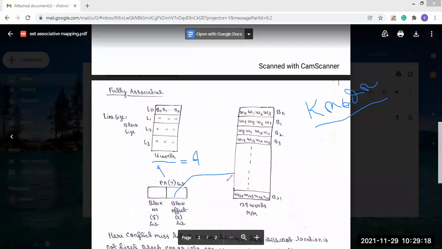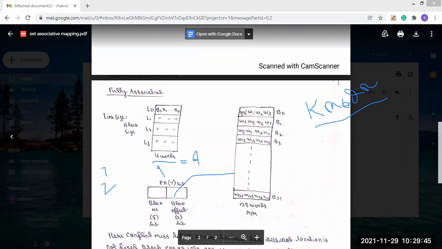So 128 words. That means to represent 128 words, 2 to the power 7, so 7 bits will be required to represent 128 words, and it will be divided into 2 parts. One is block number and another one is the block offset. Block offset means how many words can be present in the particular block.